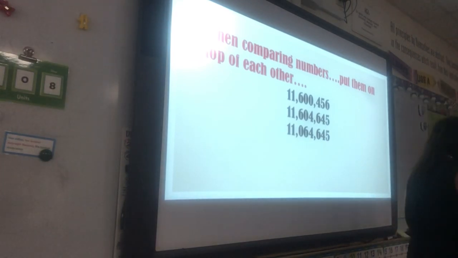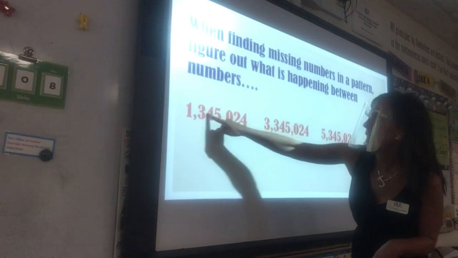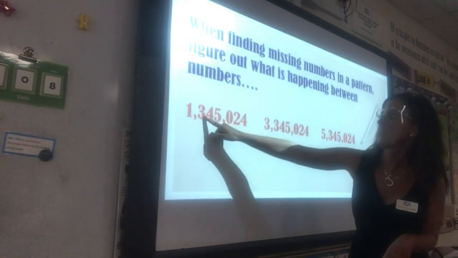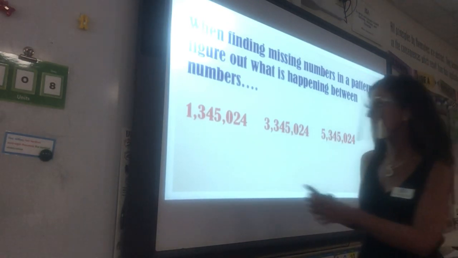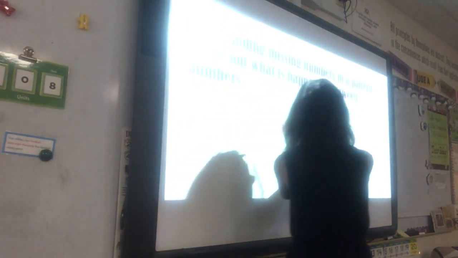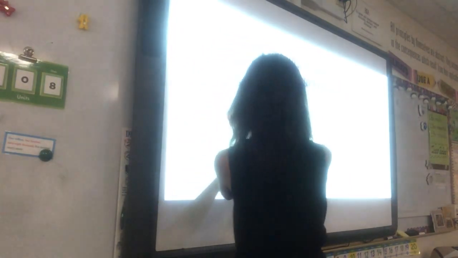Okay, sometimes you're gonna have a list of numbers that are following some type of pattern. So let's look at this set of numbers. When finding missing numbers in a pattern, figure out what is happening between numbers. So let's look at these numbers right here. This is the same on all 3 numbers. The only thing that is different is this, and it's in the millions place.